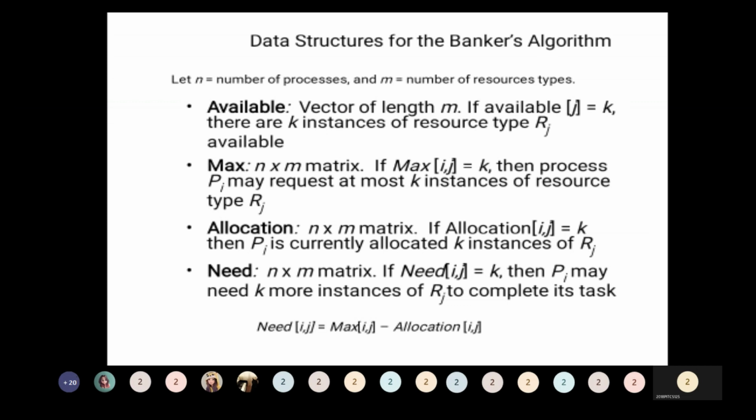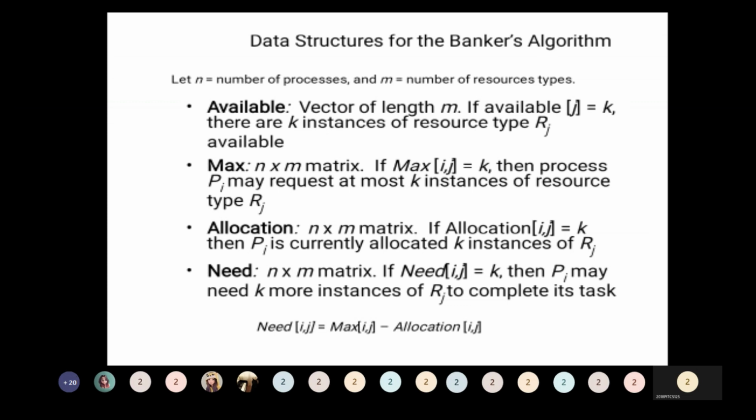Allocation is again an n cross m matrix. If allocation[i][j] equal to k, that means process Pi is currently allocated k instances of resource type Rj. Need is again an n cross m matrix. If need[i][j] equal to k, then process Pi may need k more instances of Rj to complete its task.